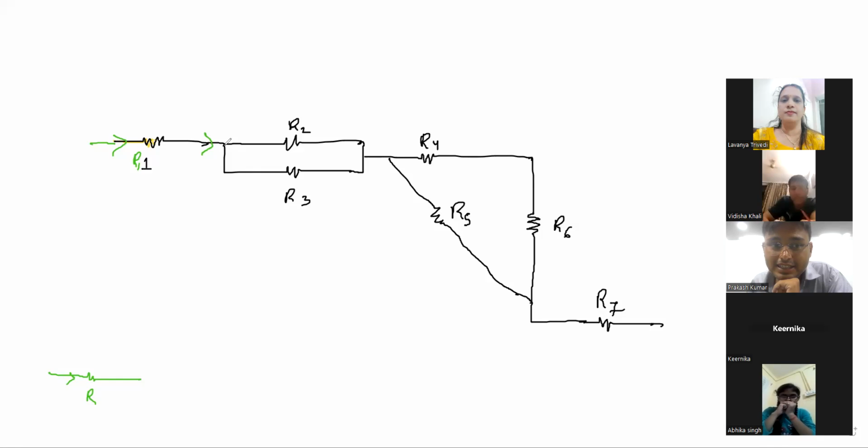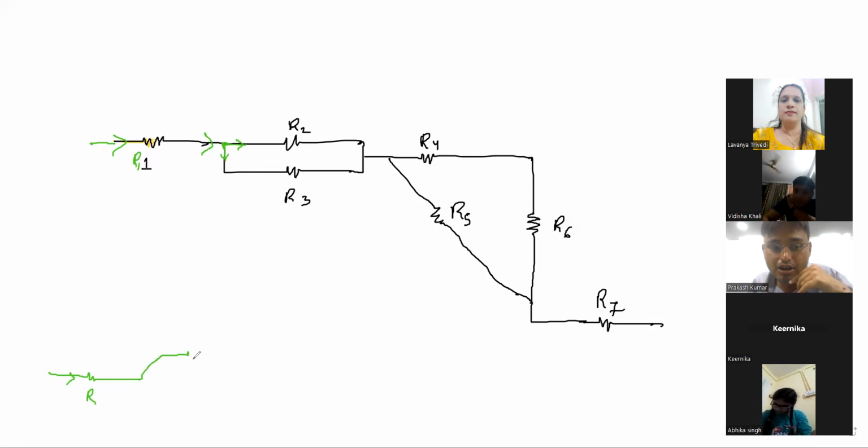Here the current is dividing, sir. Here, the current will come out. Where will I go? I will go in this direction or in this direction. It means R2 and R3 are in parallel. Yes, exactly. So, I am going to draw this diagram like that.